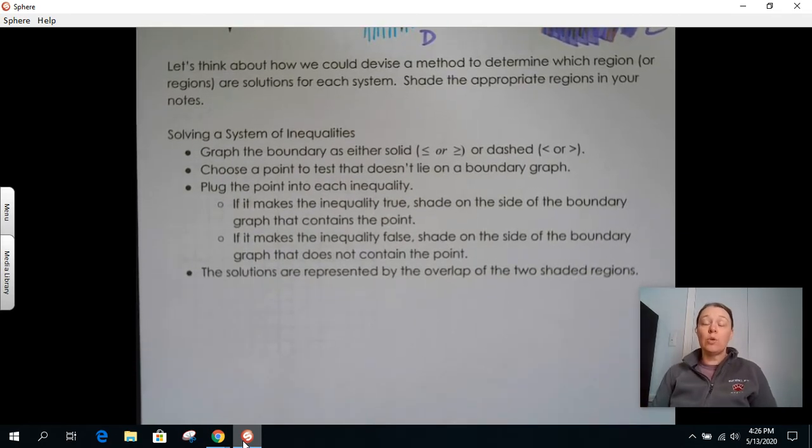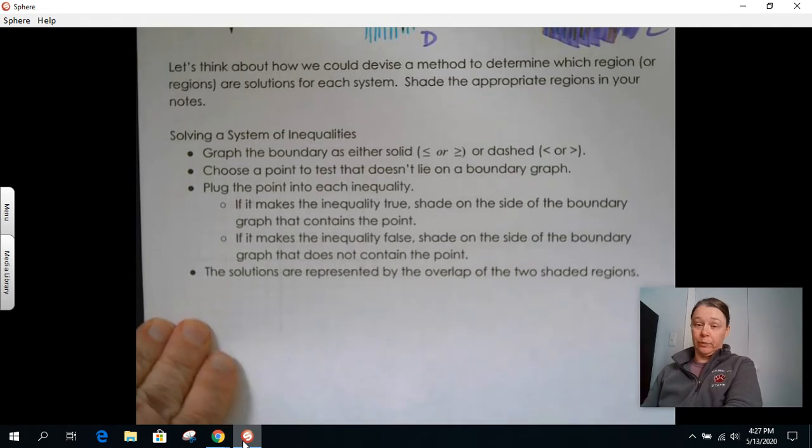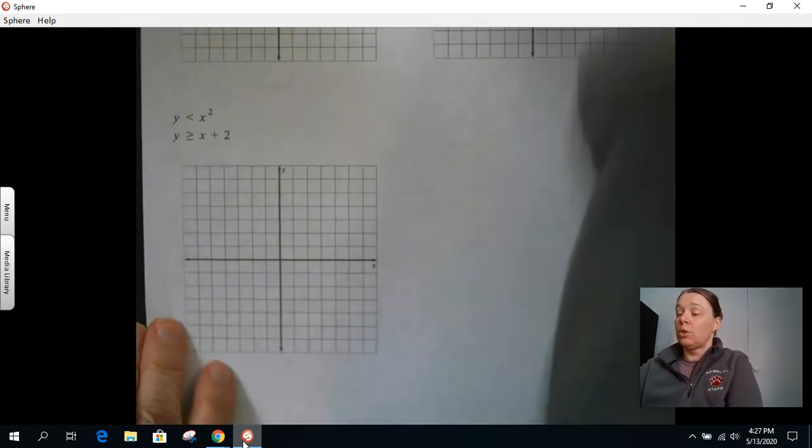Okay, so first thing we're going to do is graph the boundary line. Remember, keeping track of whether it should be solid or dashed. Choose a point to test that doesn't lie on a boundary graph, and plug that point into each inequality. If it makes the inequality true, shade on the side of the boundary line graph that contains the point. If it makes the inequality false, shade on the side of the boundary graph that does not contain the point. The solutions are represented by the overlap of the 2 regions.